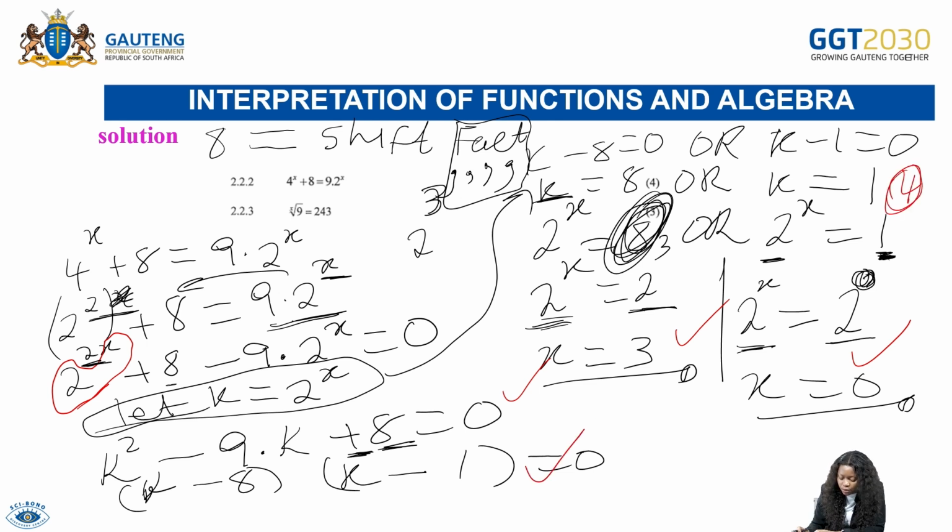Let's see if x equals 3 does satisfy the equation. I did tell you how to check that. Where there is x, you substitute 3. So you'll say it's 2 to the exponent 3. You'll get 8. Okay, that one is correct.